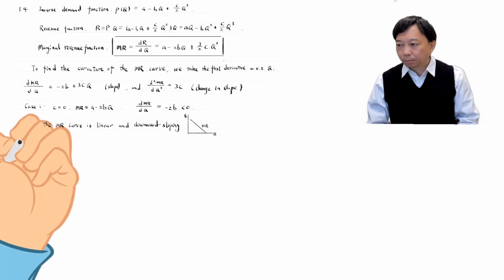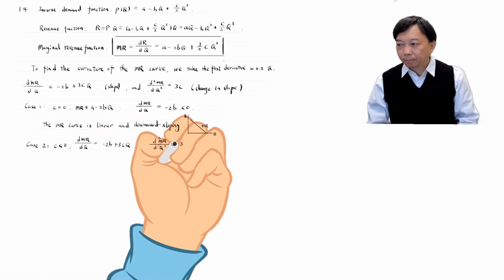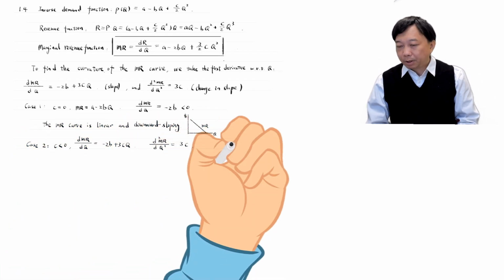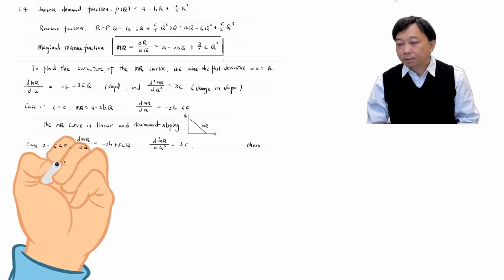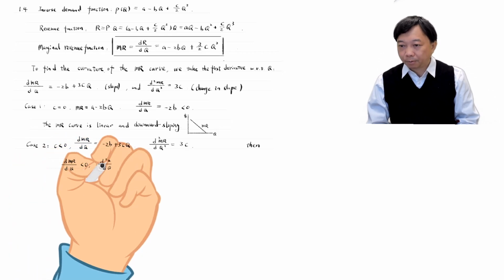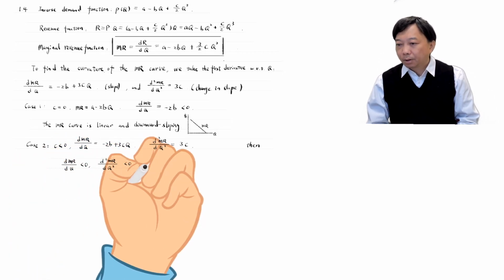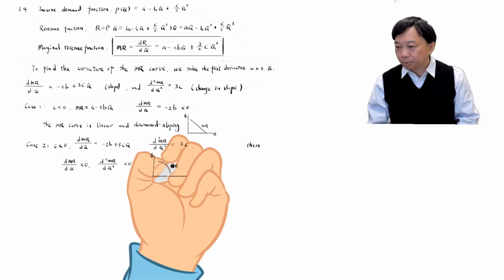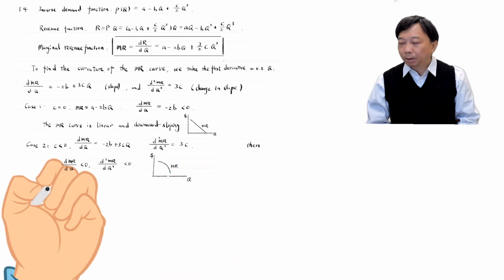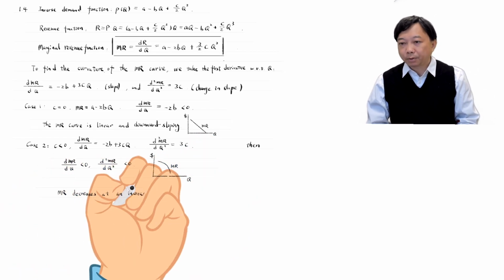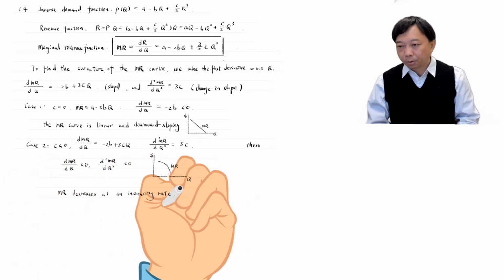In case 2, C is negative. The first derivative is negative, and the second derivative is also negative. It means the slope of the marginal revenue curve is negative, and the change in the slope is also negative. It looks like this. The marginal revenue decreases at an increasing rate.